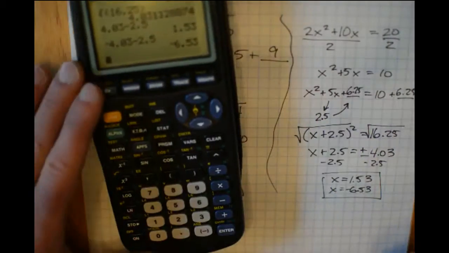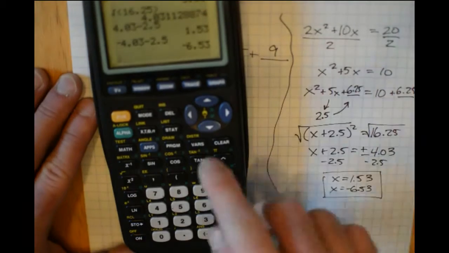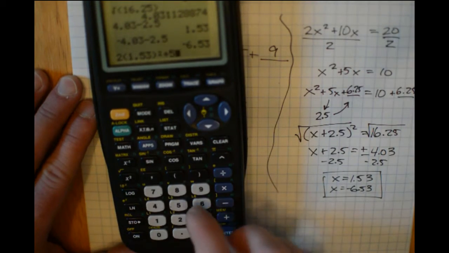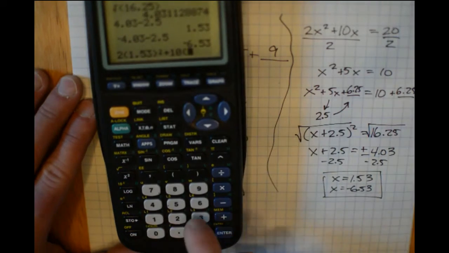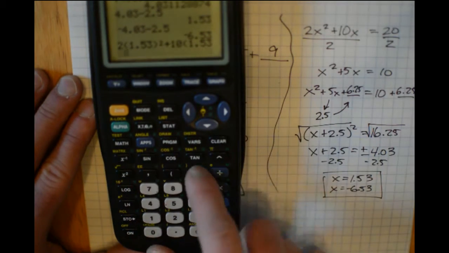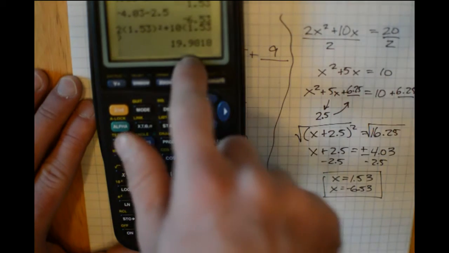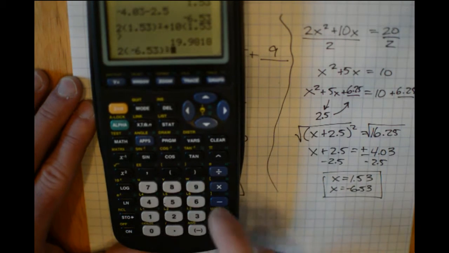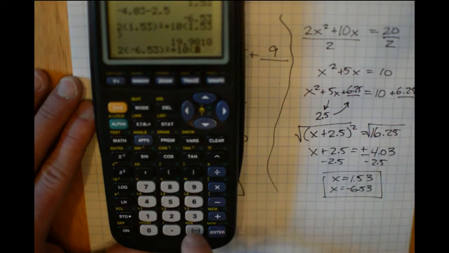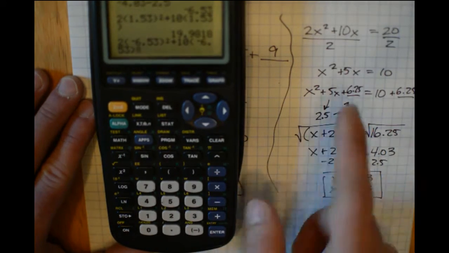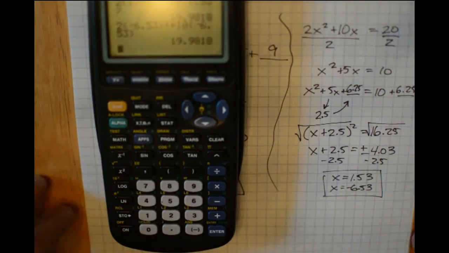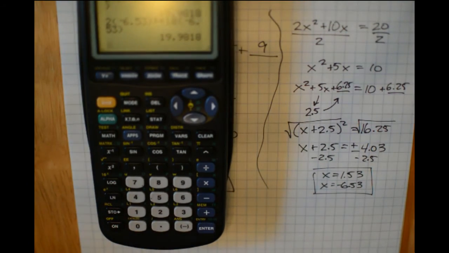Let's go ahead and go in and check those. In the original equation, 2 times 1.53 squared plus, no, that's a 10, 10 times 1.53. It should give me approximately 20, and it's really close to 20, so that should be good. And let's try the other one. 2 times negative 6.53 squared plus 10 times negative 6.53 should give me about 20, and it does. So that is the process of completing the square to help solve quadratic equations.